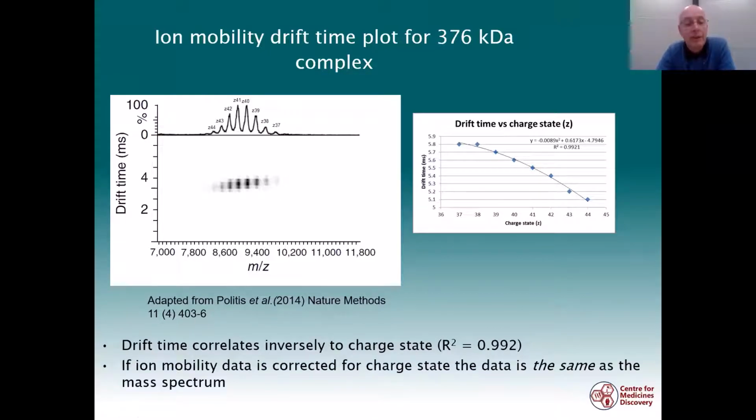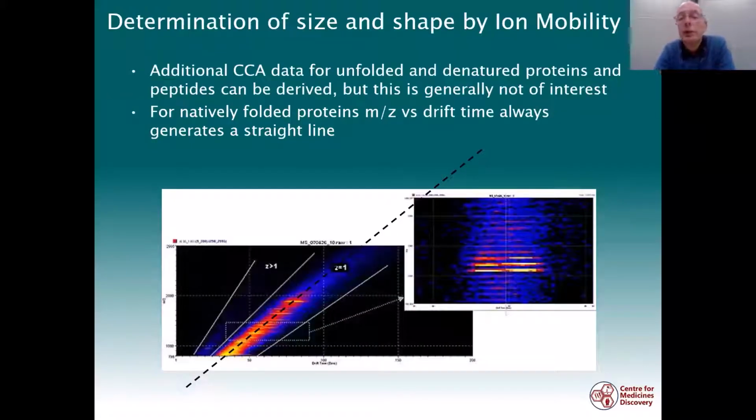What that means is if you take ion mobility data and you correct it for charge state, it's the same as the spectrum. These two pieces of data you're looking at are the same. There is no difference. So you can use ion mobility, and it is used. It gives you useful information that you can't get any other way about unfolded and denatured proteins.